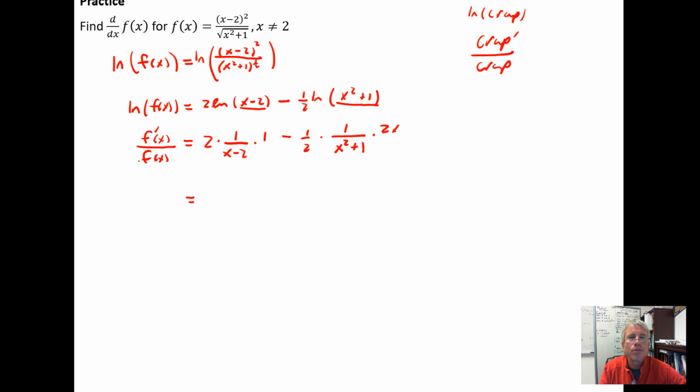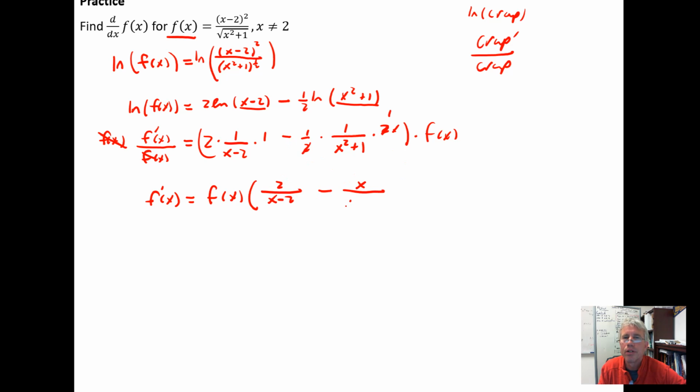So one thing I want to notice is I can multiply both sides by f of x to isolate the derivative f prime of x, which is what we're trying to find. So multiplying both sides by f of x will isolate the derivative that we're looking for. And this will be f of x times 2 over x minus 2, minus, 2 goes into 2 one time, so minus x over x squared plus 1.